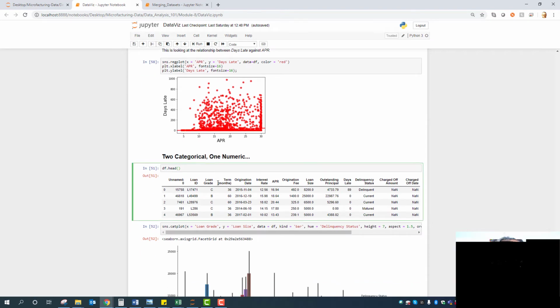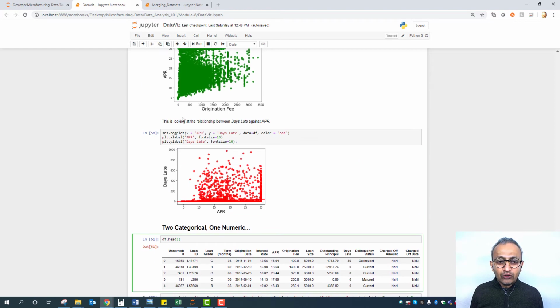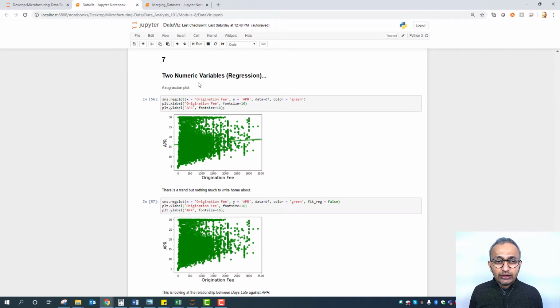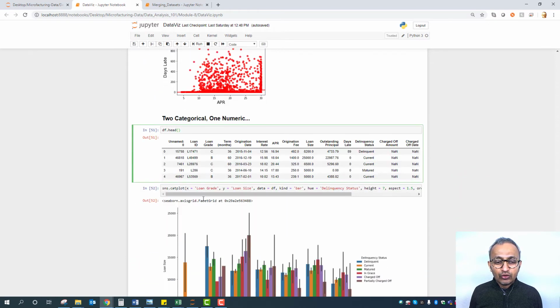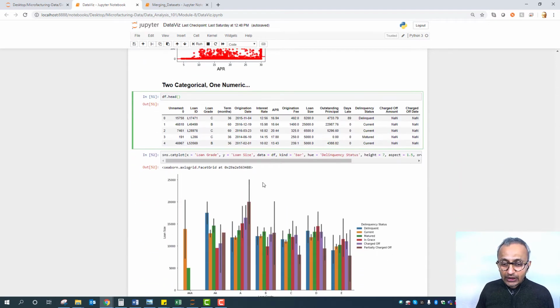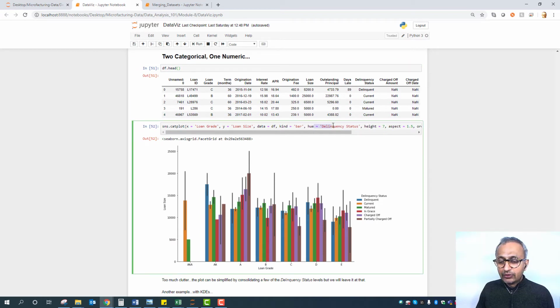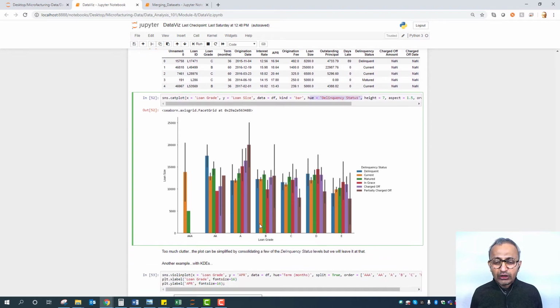Let's look at two categorical and one numeric, right? So we were looking at two numeric variables. Now we are looking at two categorical, one numeric. We can add a third layer. We are adding delinquency status, assigning it to something called a hue. You have X and Y, and then we add a third layer. It's a very messy plot, but you can still get a lot of information from this.